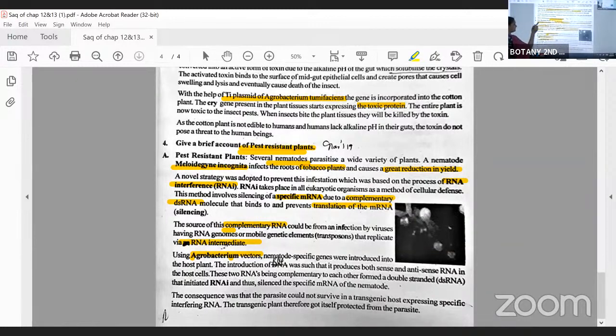Okay, and this introduction of the RNA was such that it produces both the sense and the antisense RNA genes. That means it is making the complementary strand. One more strand of the RNA can be made in the host cells, so that now the RNA is a double-stranded RNA, which will initiate the RNAi process and silence the mRNA of the nematode. That is the disease-causing organism.